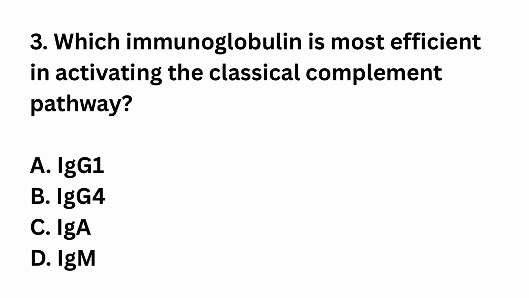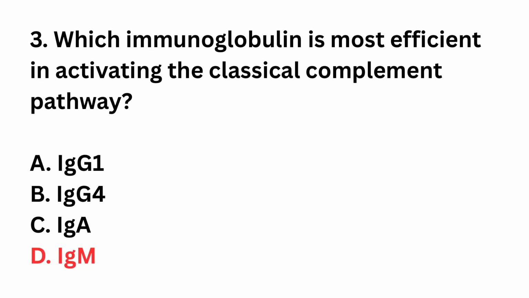Question number 3. Which immunoglobulin is most efficient in activating the classical complement pathway? IgG1, IgG4, IgA, IgM. The right answer is option D, IgM. The pentameric structure of IgM makes complement activation highly efficient. A single IgM molecule can trigger the classical pathway.